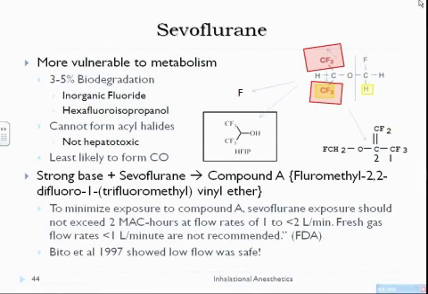A. It doesn't matter if it's dry or wet, if you use a strong base plus sevoflurane, it forms compound A, which is fluoromethyl 2,2-difluoro-1-trifluoromethyl vinyl ether. Woo, okay. Just call it compound A, okay? Nobody's going to ask you to memorize the chemical compound, but I just wanted to show you that it does exist. This is what compound A actually looks like, and what compound A basically is, it takes and breaks down one of the fluoride bonds, flips it, makes it a double bond like here, and that's your actual compound A. And it's actually kidney toxic.